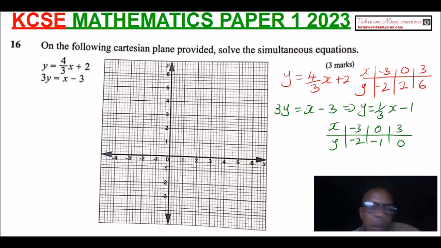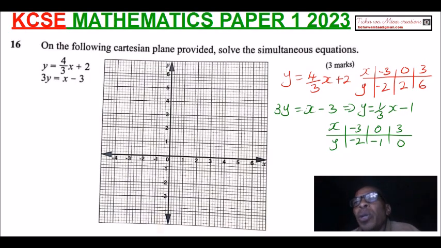We are using 3 and 0 so that we don't get a complicated value of y. For example, if we say x is equal to 2, you see we have a fraction that may be a recurring decimal, and it will give us problems when identifying that point.